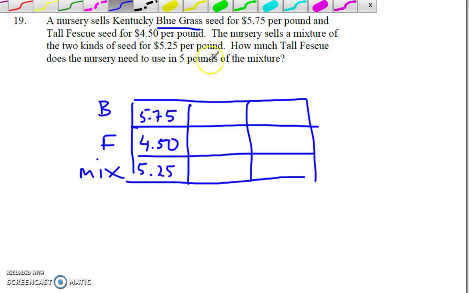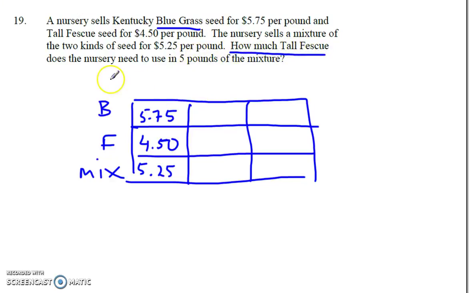Here are the costs of the different types. The mixture costs $5.25, and it says how much tall fescue. Okay, that tells us where a variable goes. Tall fescue. How much of this? These are dollars. This is amount, and this is total. Okay. Need to use in 5 pounds of the mixture. So the mixture, we have 5 pounds. We have fescue, that's X.